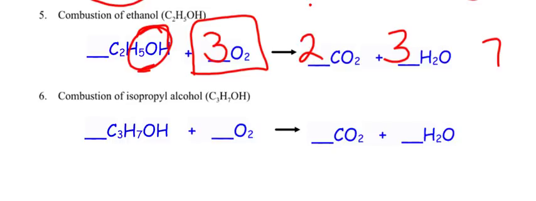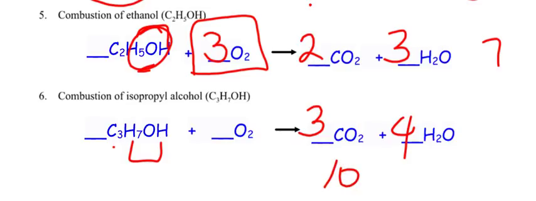So if I were to do this problem like I've been telling you, there's 3 carbons here, I'll put a 3 here. There's a total of 8 hydrogens, I'll put a 4 here. So it looks like I have 10 oxygens to play with, right? Well, I have a problem here because right now I have an odd number of oxygens. I have 1, and the O2 will always give me an even number of oxygens. So I need to make an even number of oxygens. So I'm going to put a 2 here.